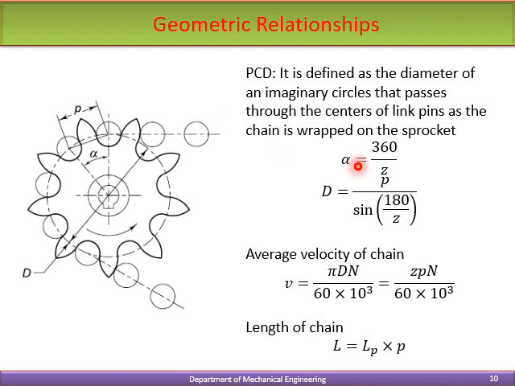Here you can find these relations. Alpha is equal to 360 by Z, where Z is the number of teeth on the sprocket, and you can obtain D is equal to P by sine 180 by Z. This you can obtain by this relation, where sine alpha by 2 is equal to P by 2 by D by 2, or capital D is equal to P by sine alpha by 2. In that equation you can substitute this equation, you will obtain finally this equation.